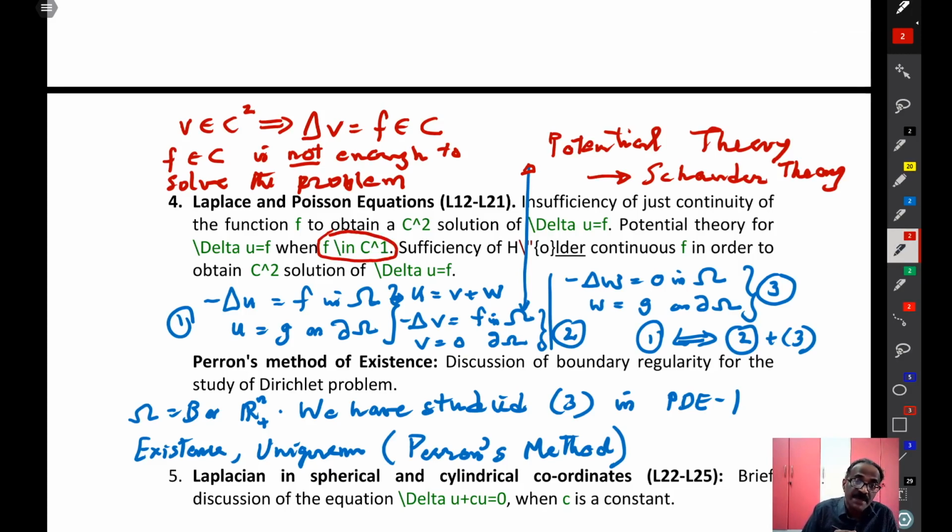F is C1 is good enough, but that is too much regularity. You want to solve it when f is in C. So you need some sort of extra regularity, not as much as C1. You will easily be able to solve it for C1, but continuity is not enough. So this introduces a new concept called Hölder continuous functions. So we motivate why Hölder continuity is required.